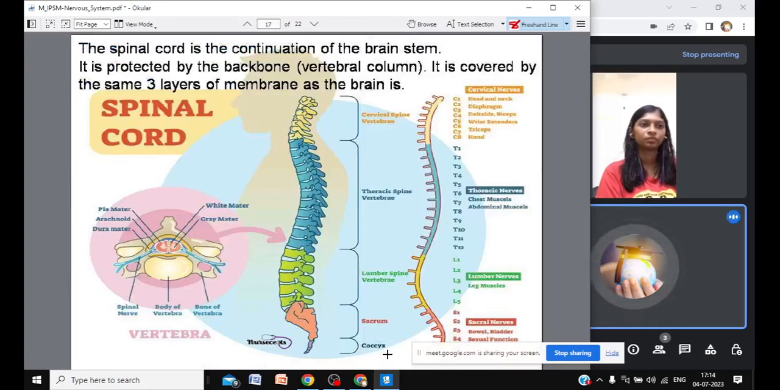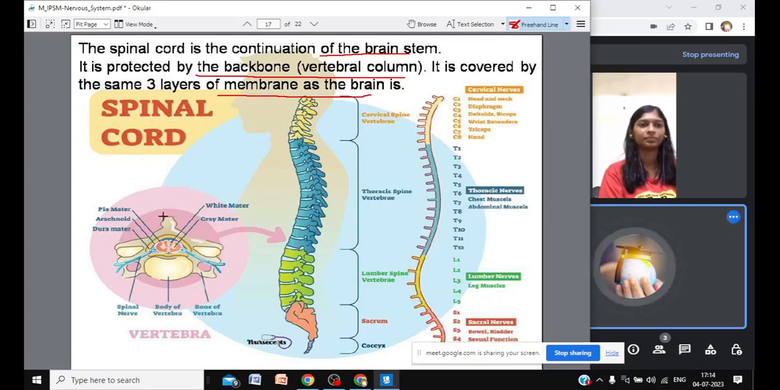Now we have got the spinal cord. The brain was protected by what? Cranium. Cranium, the bones of the upper part of the skull. The spinal cord is protected by the vertebral column or backbone. Yes, the spinal column or vertebral column, and it is also covered by the same three layers, that is the meninges.